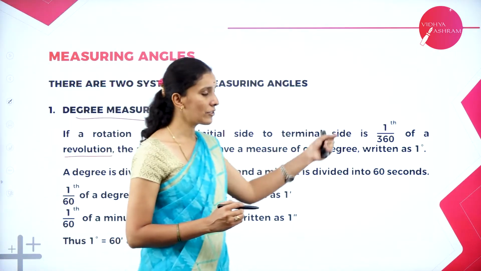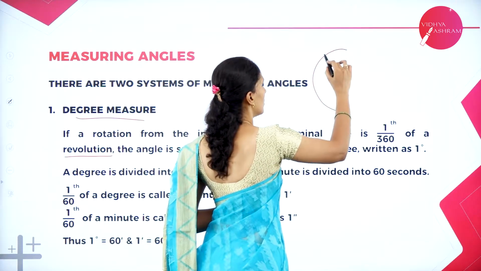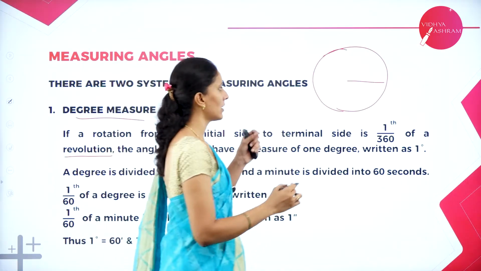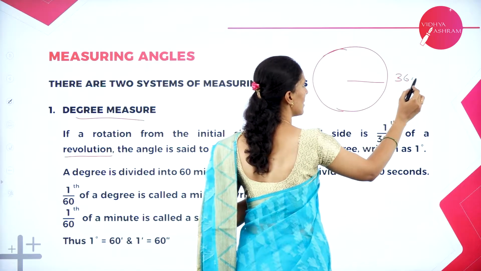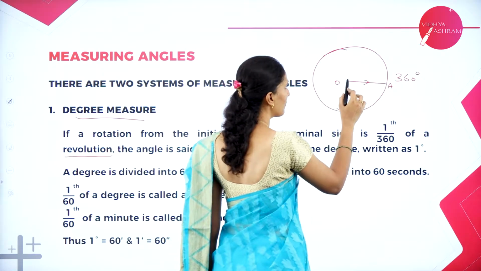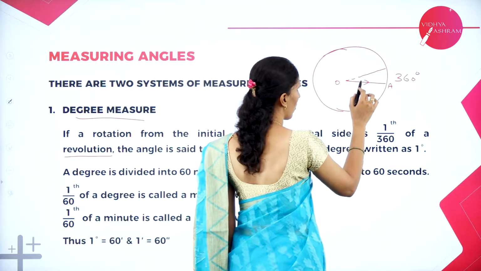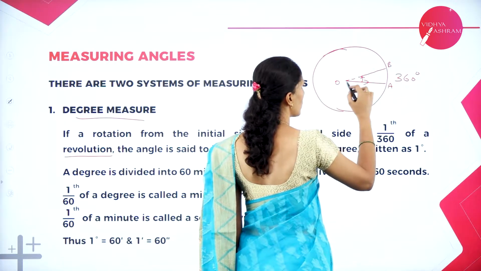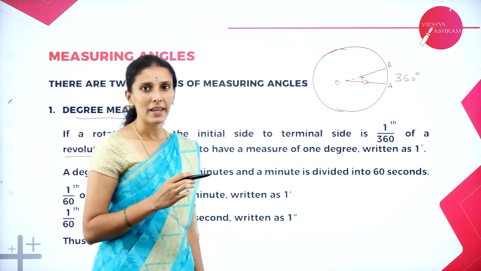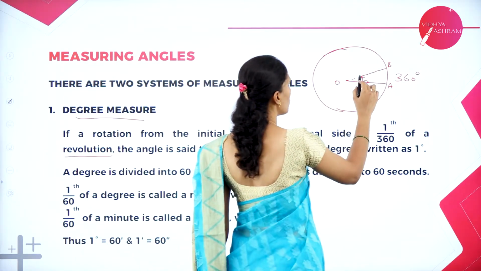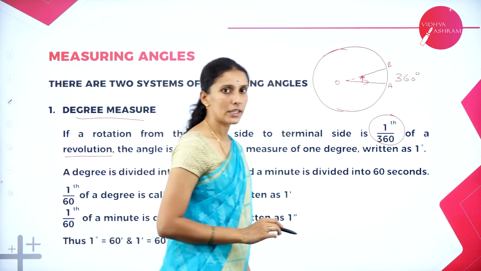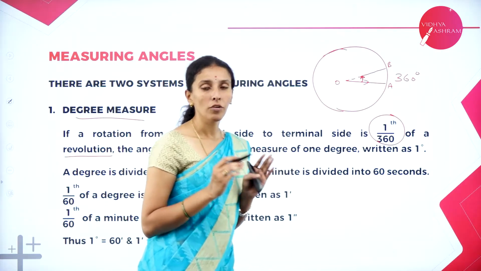Why are we taking 1 by 360? Because the complete angle of a circle is 360. Suppose you take a ray, let me take this as ray OA inside the circle. If after a certain amount of rotation in clockwise or anti-clockwise it creates an angle, let me take it as OB. So OA is your initial side and OB is your terminal side, and the point O is making a certain amount of rotation. So this amount of angle, suppose this is for 1 degree, we call it 1 over 360 amount of rotation.